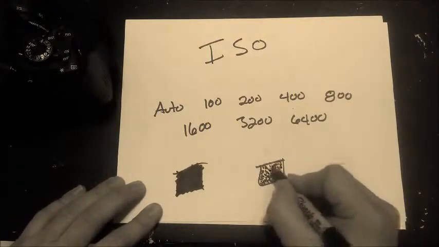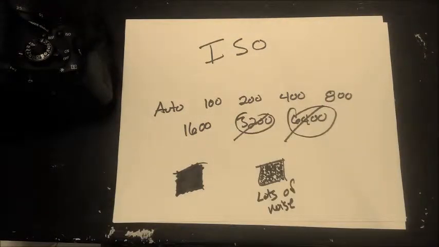The next thing is your ISO. As we mentioned before, the higher your ISO is, the more noise you get. You can see a little bit of an example of what noise means. It's not going to be as pure of a color. It's going to be speckled. It's not going to look as good. It's going to look not blurry, but just bad. So typically you want to avoid your higher ISOs.